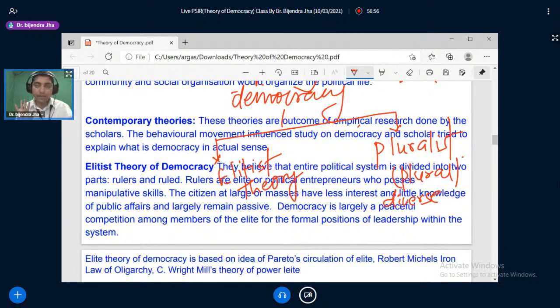Then you will be able to better explain and write also. So pluralist theory of democracy and elitist theory of democracy.